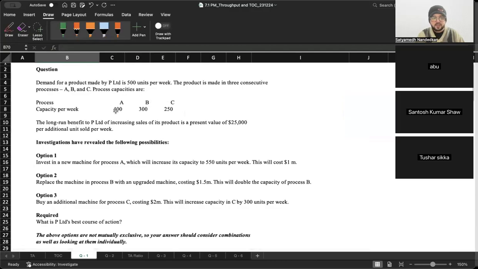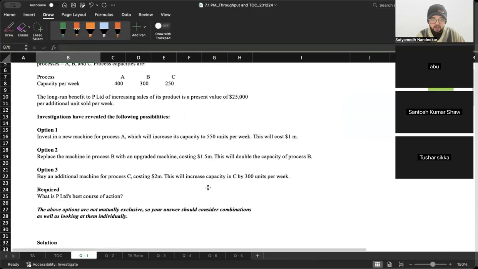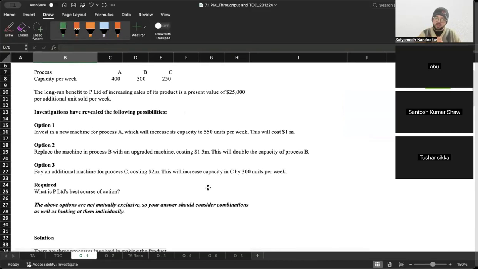The demand for the product is 500 units for P Limited. C was slowing it down. C was restricting the output to 250 units per week. Now, what we have done is we have purchased an additional machine for process C, which is increasing the capacity of the process by 300 units per week.